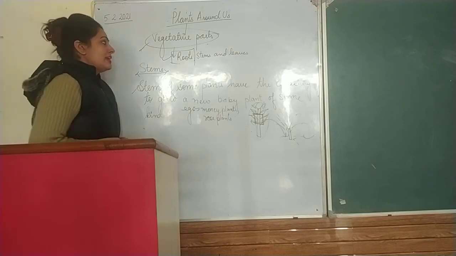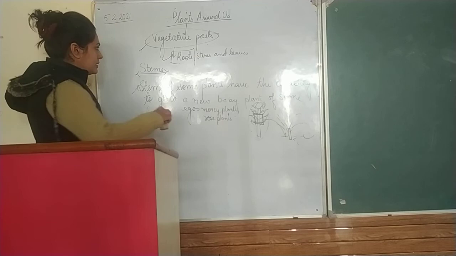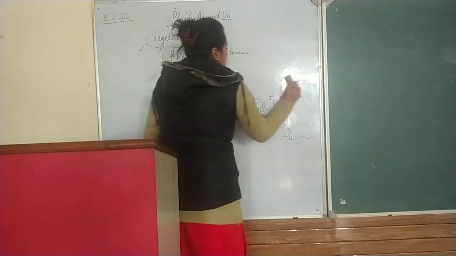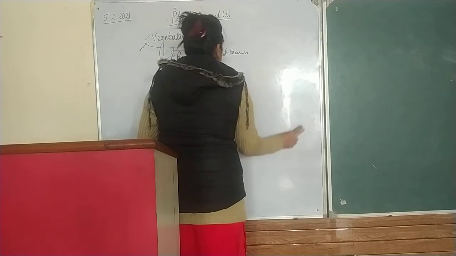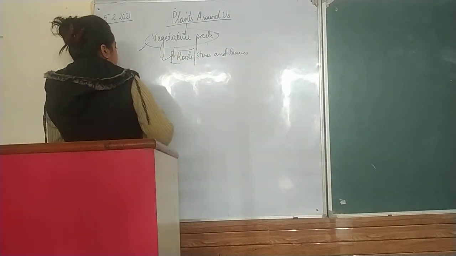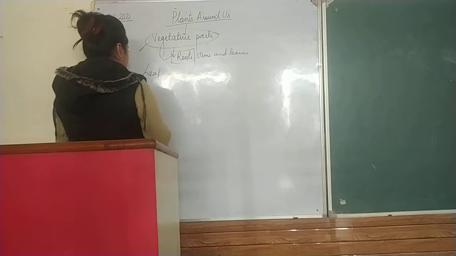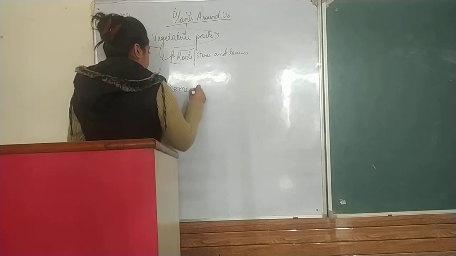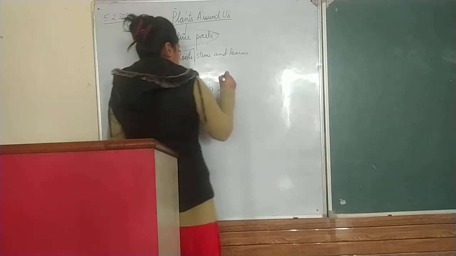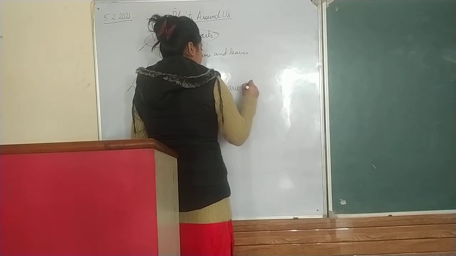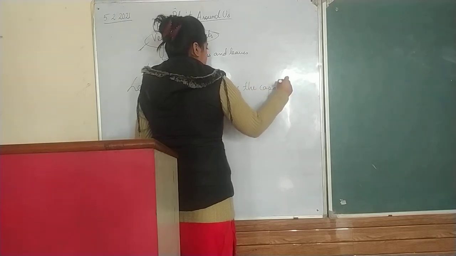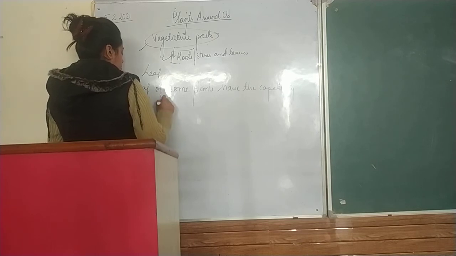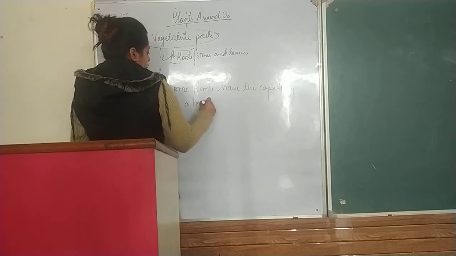Now we will move further with the next vegetative part, that is the leaf. Okay? So let us see. Leaf. Leaf of some plants have the capability to grow a new baby plant.